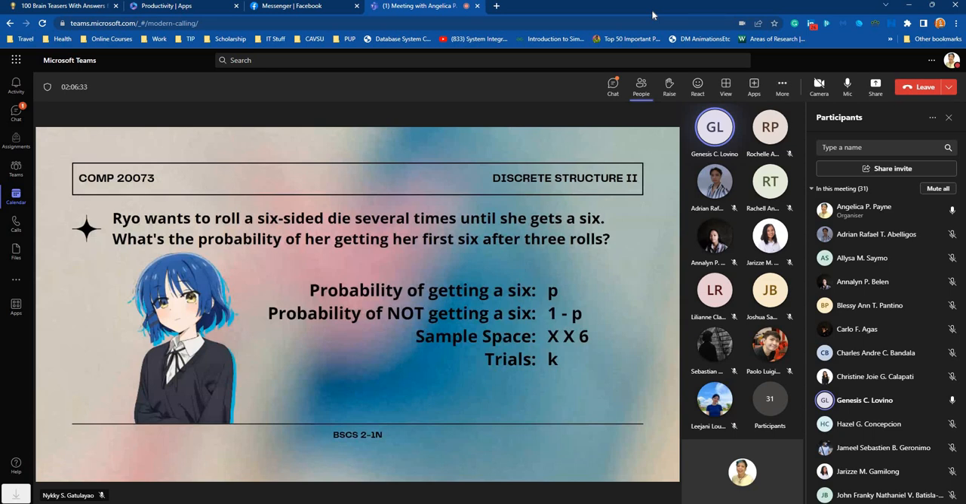The sample space would be XX6. Bakit naman XX yan? Yung XX is a random number except number 6. And then the trials would be number K. So next slide, please.